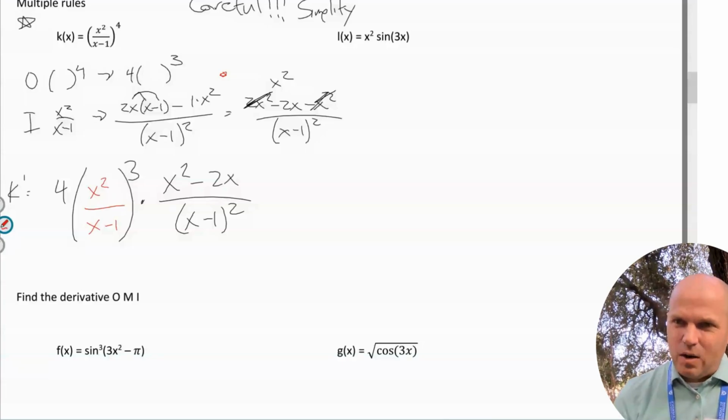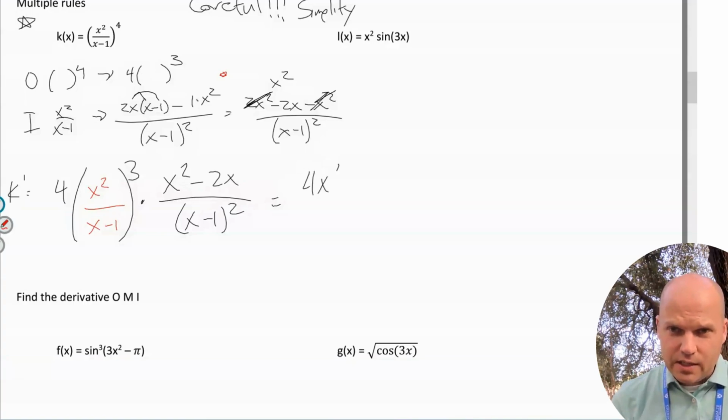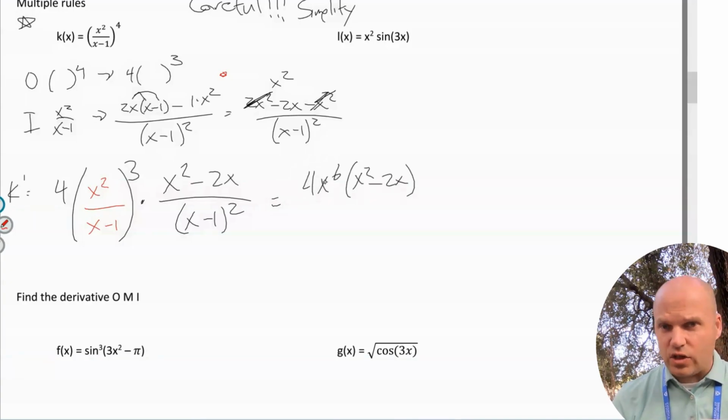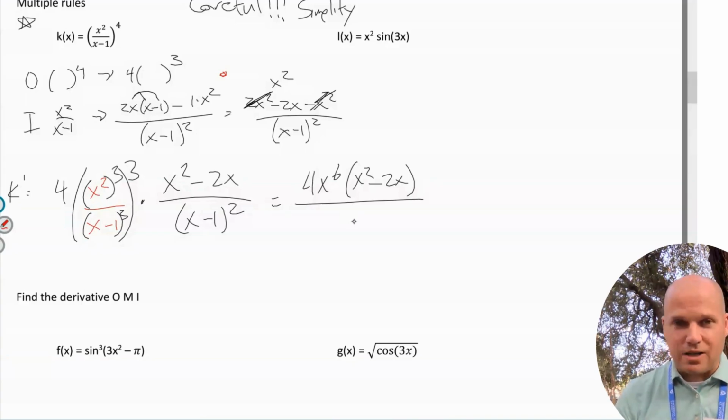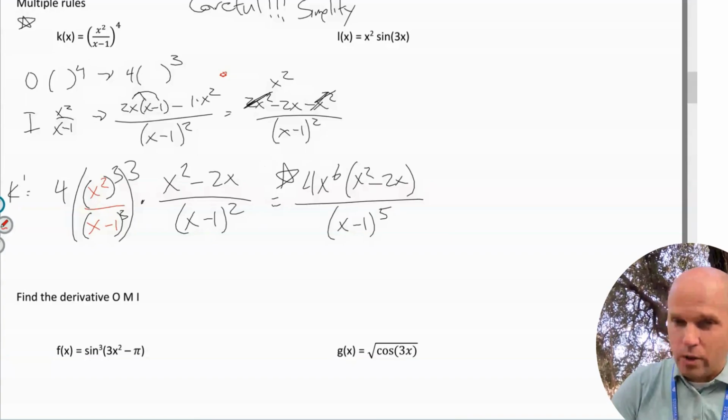Cool. Now, watch what I can do, which is something you might be expected to do. x squared cubed is x to the 6th. Could even turn it into x to the 7th. x minus 1 cubed is x minus 1 cubed times x minus 1 squared. I get x minus 1 to the fifth. Are you expected to get here? Yeah, if you have a problem on your test like that, you're expected to simplify. So we used the chain rule, and inside the chain, we had a quotient rule.